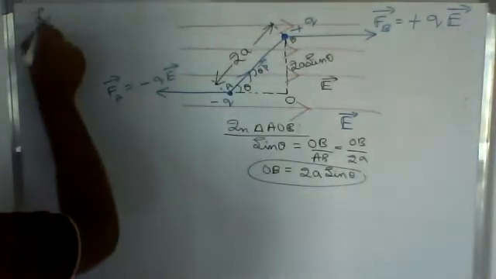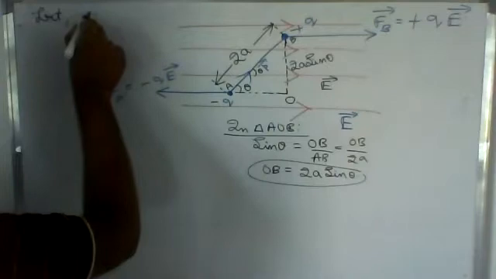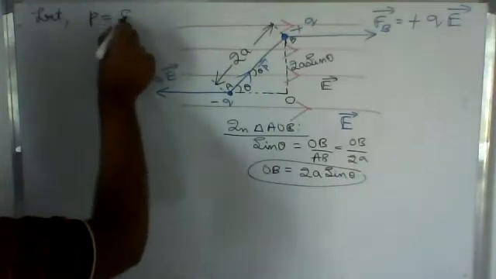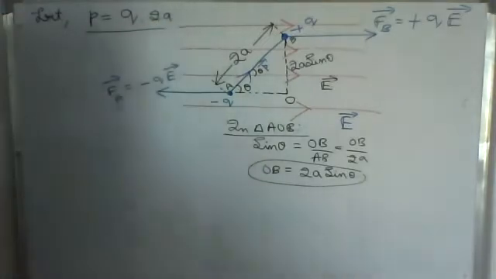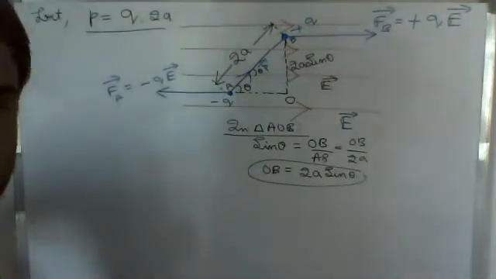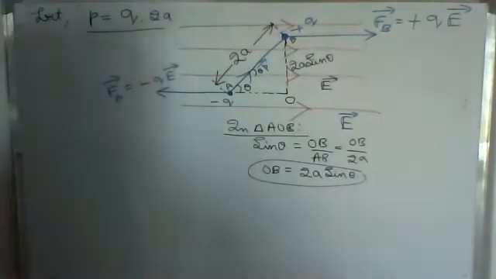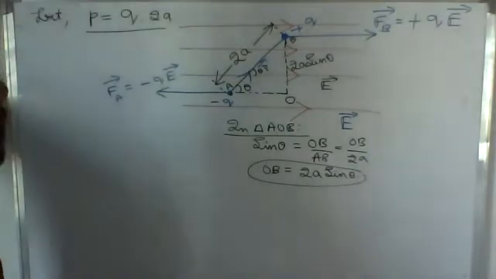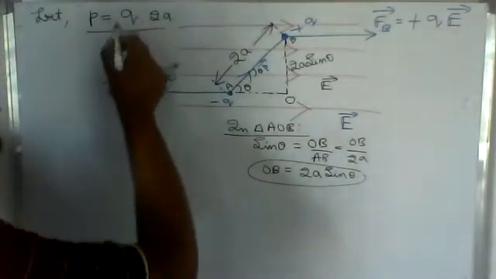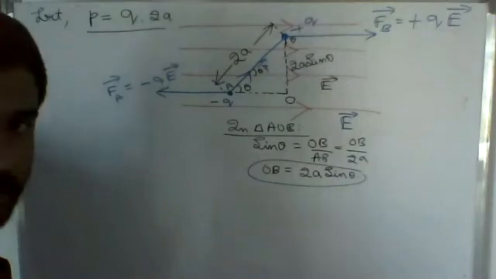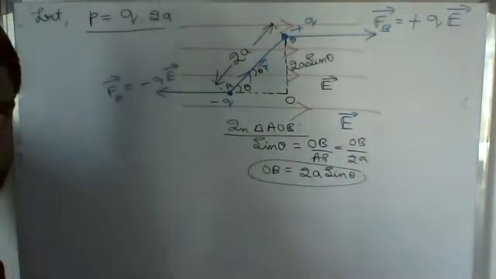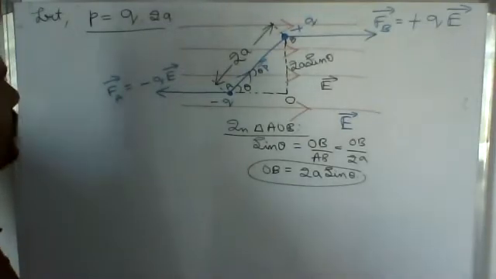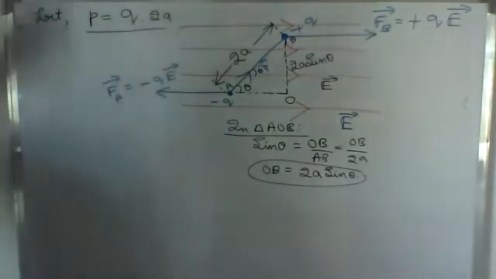So let us consider first the electric dipole moment. P is equal to Q dot 2a. That is the mathematical expression for electric dipole moment. What is the meaning of electric dipole moment? That is the product of the magnitude of either charge and the dipole length. So that is the meaning of electric dipole moment.